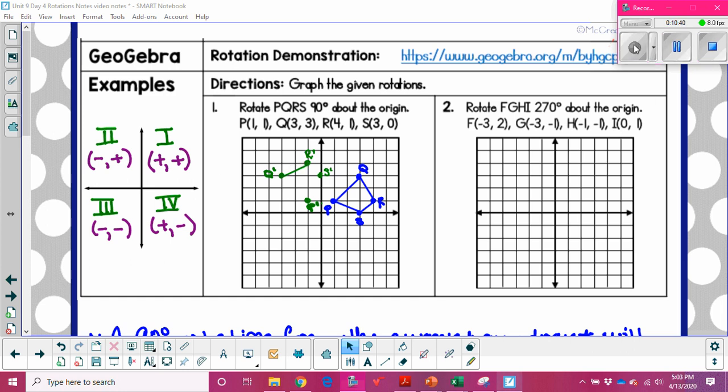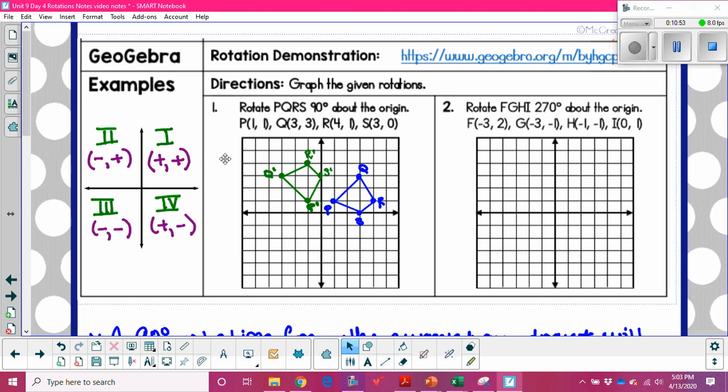Okay, so now we have Q, P prime, Q prime, R prime, S prime. There is our rotation image. Okay, pause the video for a moment and you can do number 2.